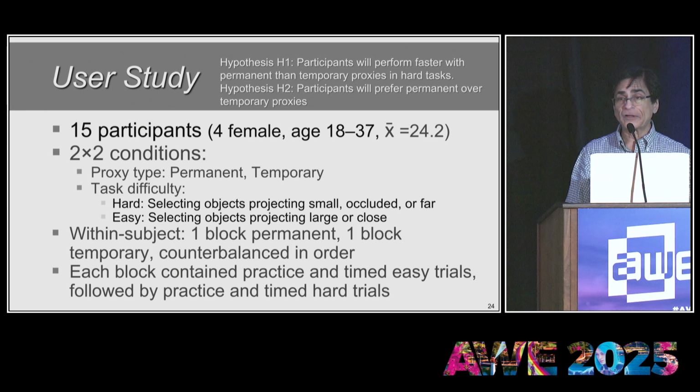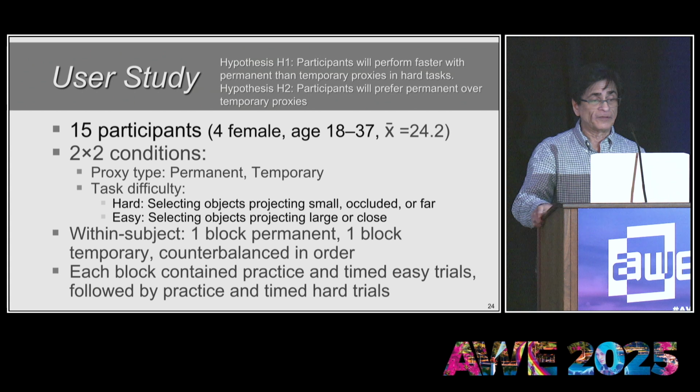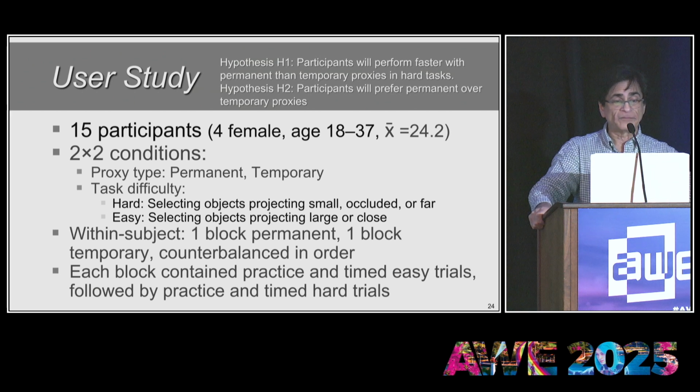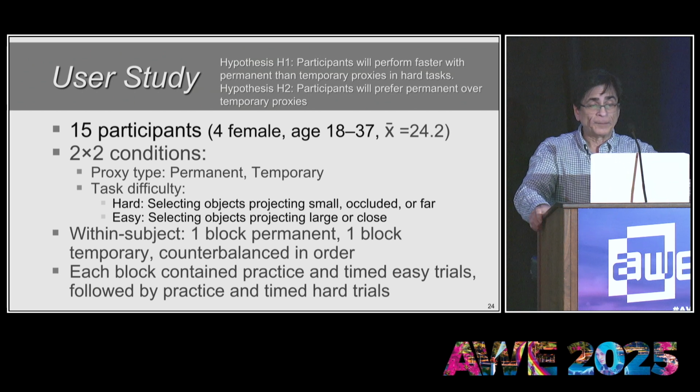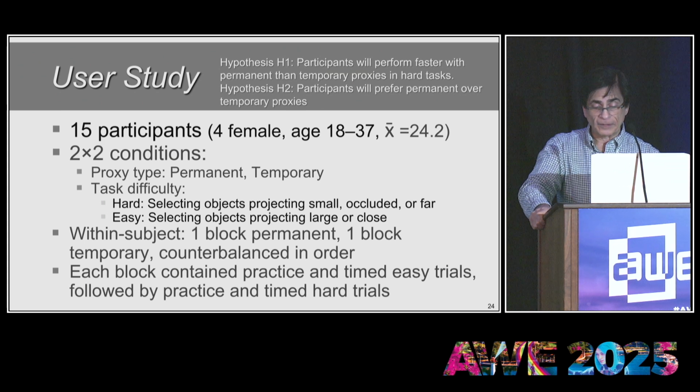So this is a within-subject experiment. Each participant did both kinds of proxies and both task difficulties. We had a block of permanent proxies and a block of temporary ones, counterbalanced in order, so we didn't always have temporary before permanent. We had both practice and timed trials for easy, and then practice and timed trials for hard.